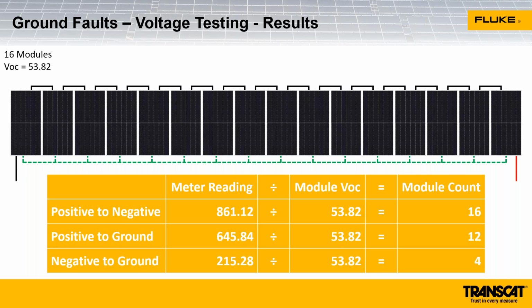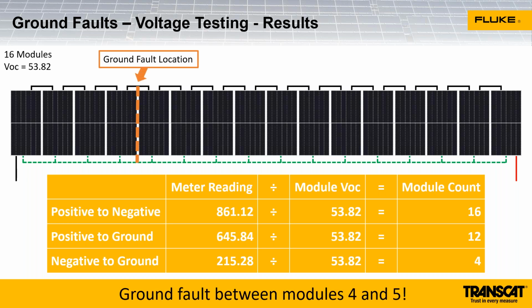So now I know that the ground fault is between the 4th and the 5th module because I have 4 modules on one side of the ground fault and 12 modules on the other. So I've located that ground fault. It's going to be somewhere here in the circuit between these 4th and 5th modules.